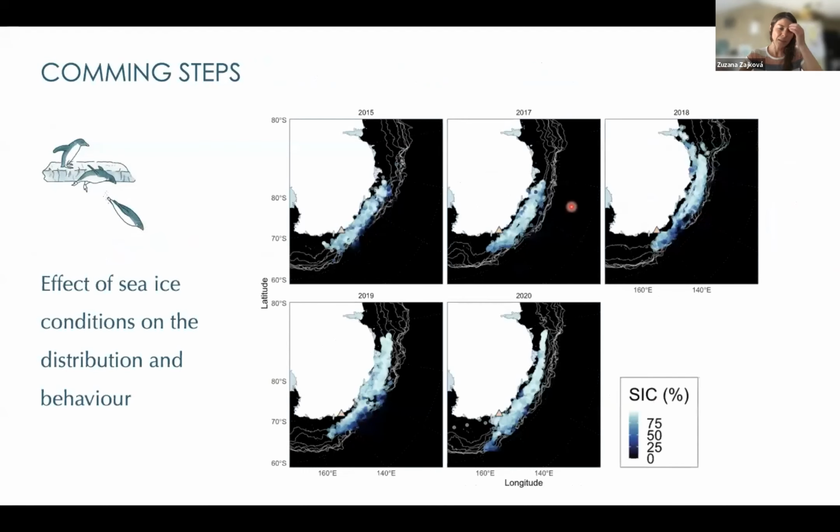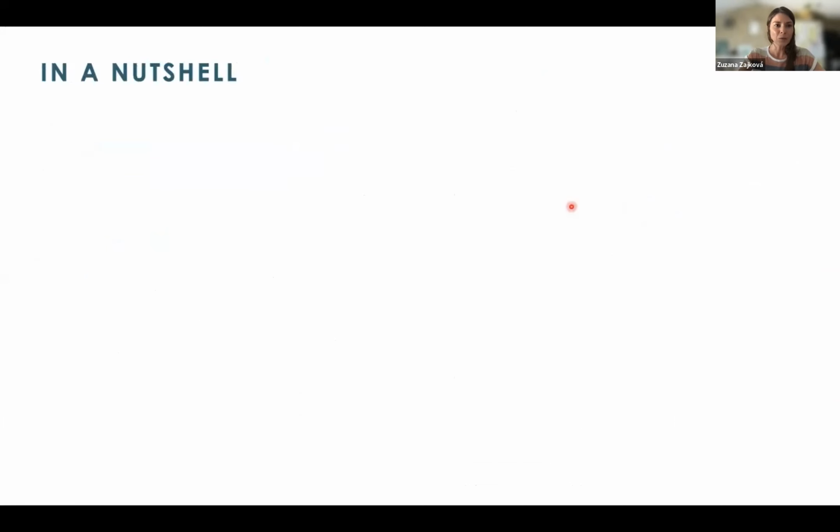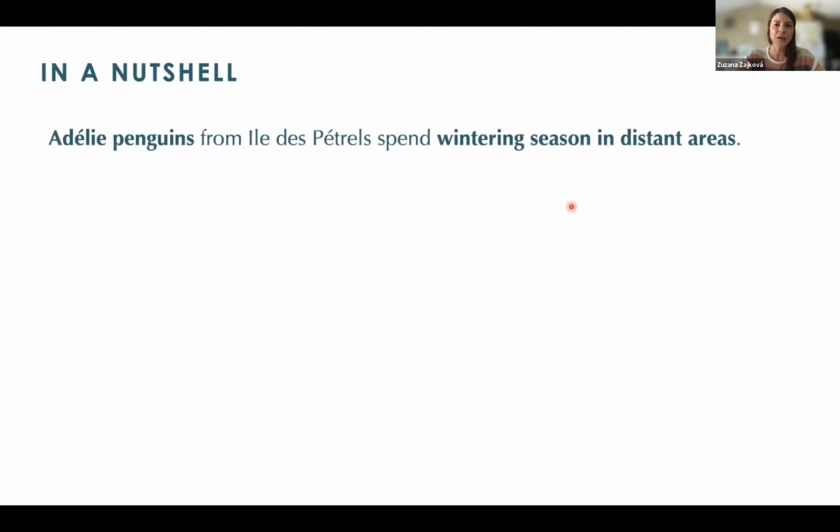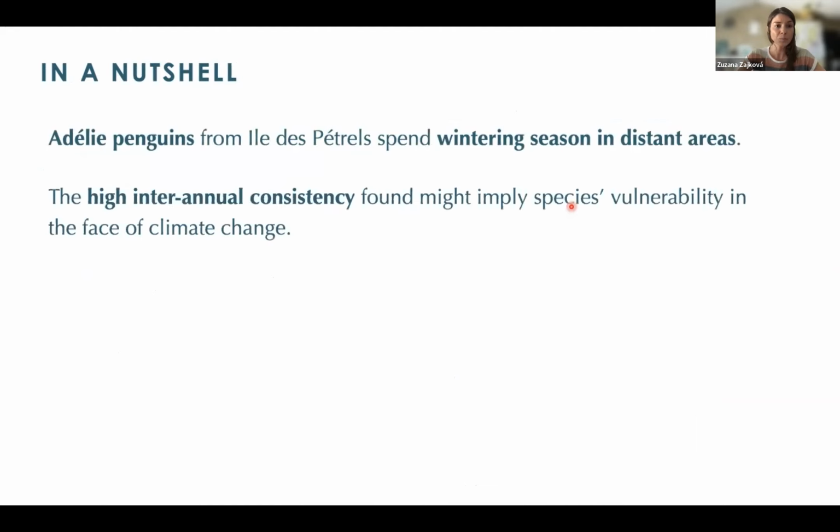For the coming steps, we would like to evaluate the effect of sea ice conditions on the distribution and behavior of Adelie penguins, which is actually more ongoing than coming. And to conclude, in a nutshell, we found that the Adelie penguins from Ile des Petrels spend their wintering season in distant areas. The high interannual consistency that we found might imply the species' vulnerability in the face of climate change, as it may indicate low plasticity despite the variable environmental conditions.